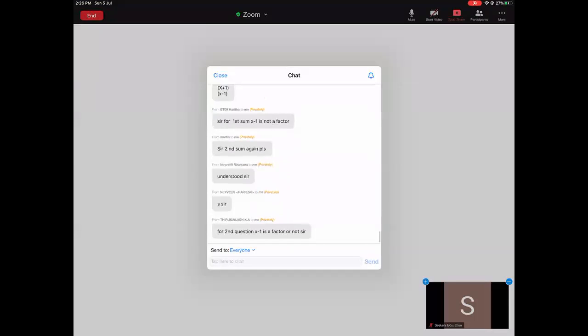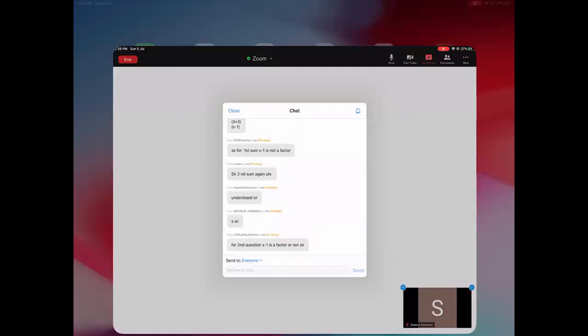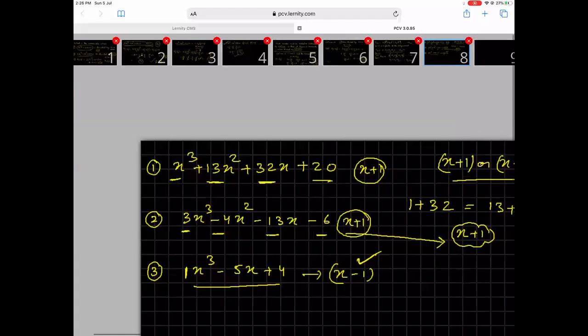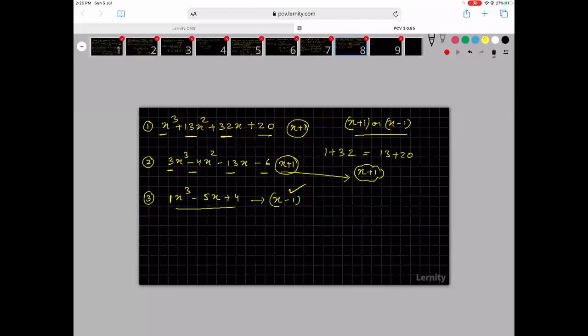Second question, is x minus 1 a factor or not? You are asking that. Okay, let us see. Suppose x minus 1 is 0, so x is equal to 1. So this will become 3 minus 4. No, x minus 1 is not a factor. x plus 1 is a factor. Second question, x plus 1 is a factor. x minus 1 is not a factor.